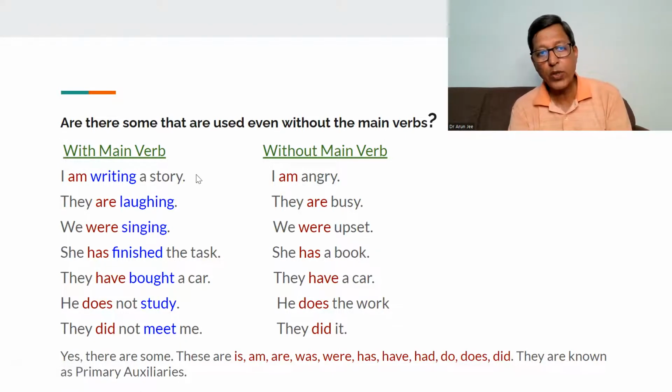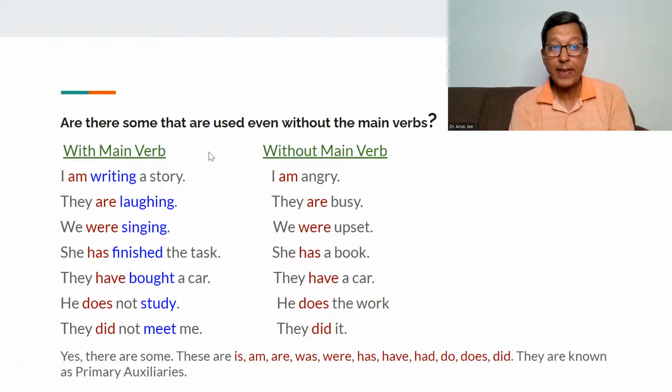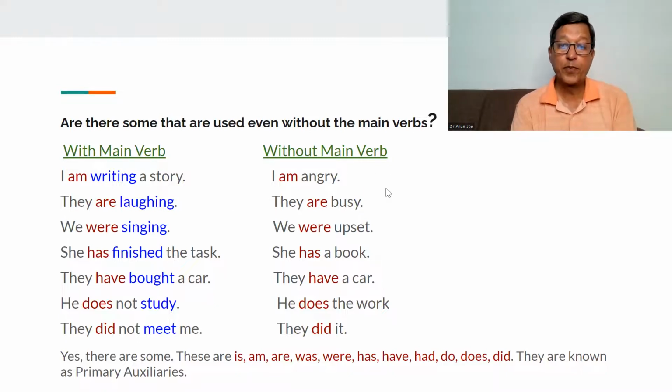And the same auxiliary on the right is not having the main verb. I am angry. Angry is not a main verb or a verb. It's an adjective. They are busy. Again, busy, not a main verb. We were upset. So we get the answer that some auxiliaries are used with the main verbs, but they may be used even without the main verbs.